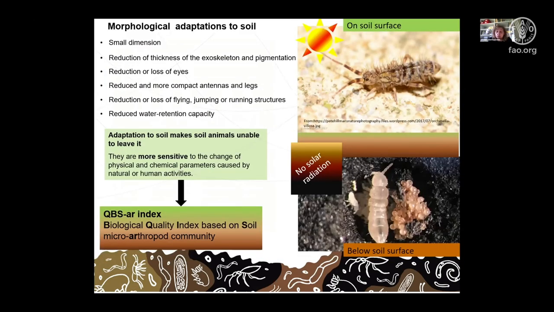And let me introduce the QBS-ar, the last part of my presentation. The QBS-ar is an index developed at Parma University, and it is based on soil microarthropods. This index is based on the concept that in a soil characterized by good health and good quality in terms of soil organic matter content, structure, rhizosphere, and so on, we can find more microarthropods adapted to soil. And the vulnerability of these animals in relation to their level of adaptation to soil is the key concept on which this index is based. Soil perturbation doesn't allow the survival of these animals.